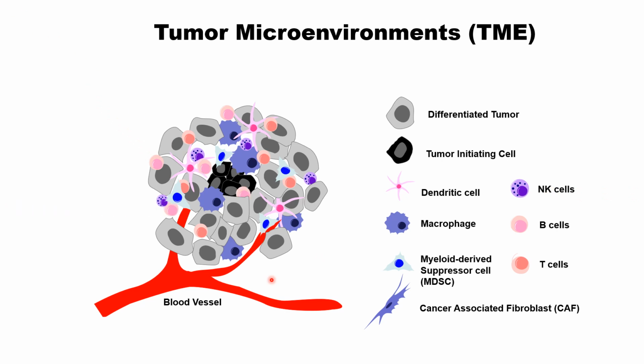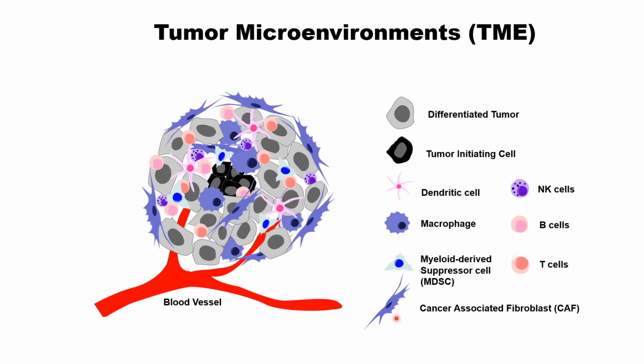Not only those immune cells, in this big chunk of tumor there is also the changed structure of fibroblasts, so-called cancer-associated fibroblasts. CAF cells also constitute a big part of the tumor chunk. This special structure is the so-called tumor microenvironment.